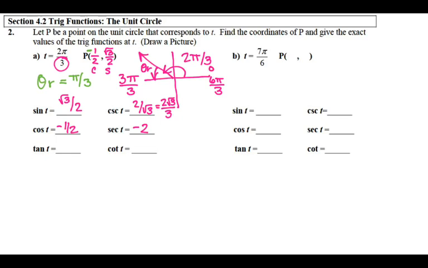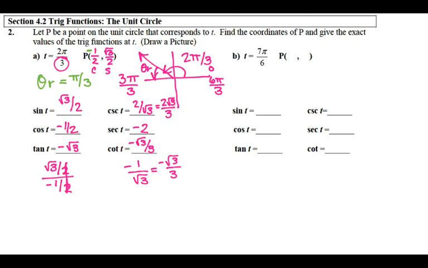And then tangent is y over x. So I have root 3 over 2 divided by negative 1/2. My 2's are going to cancel, so that just leaves me with root 3 over negative 1, or negative root 3. I'm going to take that and flip it over. That gives me negative 1 over root 3, which we need to rationalize, and that becomes negative root 3 over 3. If you do not understand how I'm rationalizing it, you can search for rationalizing radicals as well.